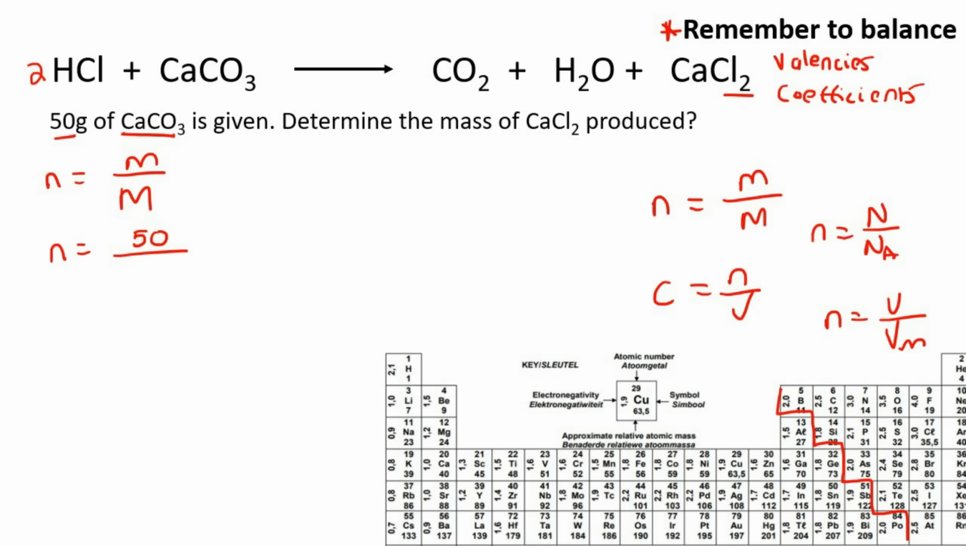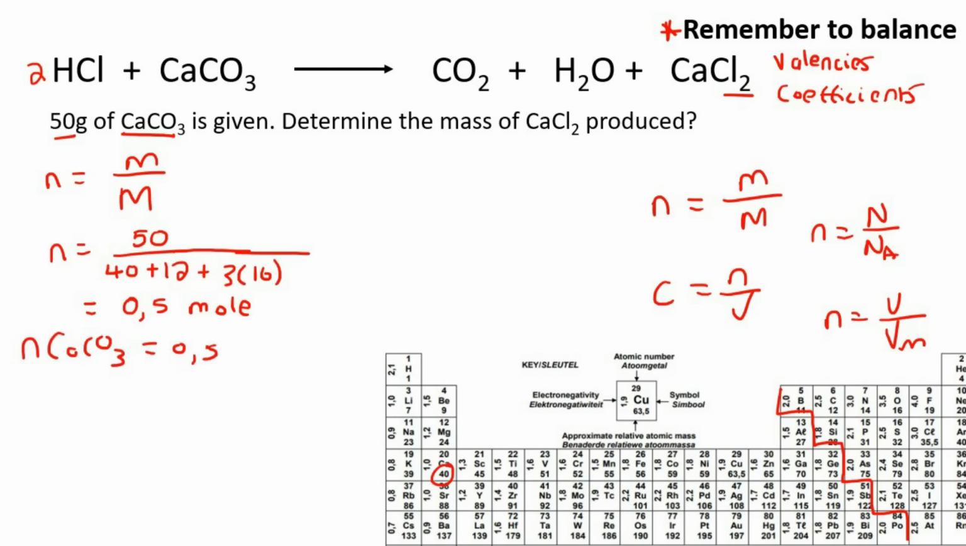Now, to work out the mass of CaCO3, the molar mass, you go to the periodic table. So there's a calcium, there is a carbon, and there's 3 oxygens, 3 times 16. If you had to go calculate this, you should end up with 0.5 mole. So we have the moles of CaCO3. The moles of CaCO3 is 0.5. Now, with that, you could get the moles of this one, this one, this one, and this one. But we don't have to go get all of them.